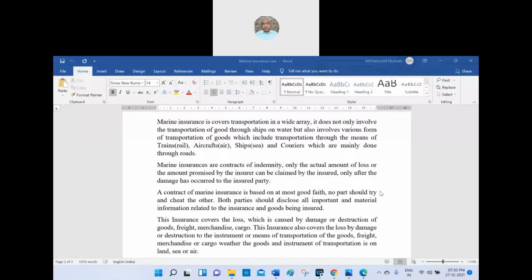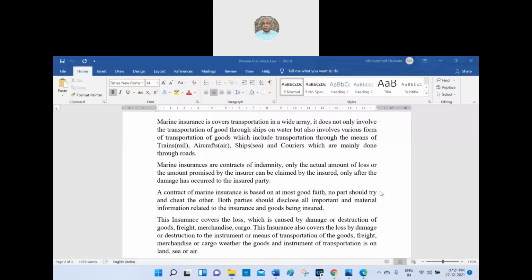Is it correct? Yes, sir. Good. Marine insurance contracts are contracts of indemnity. Whatever loss occurs, that will be indemnified. Only the actual amount of loss or the amount promised by the insurer can be claimed by the insured, the agreed amount, only after the damage has occurred to the insured party. Only when the damage occurs, that day, the insurer will indemnify the insured.